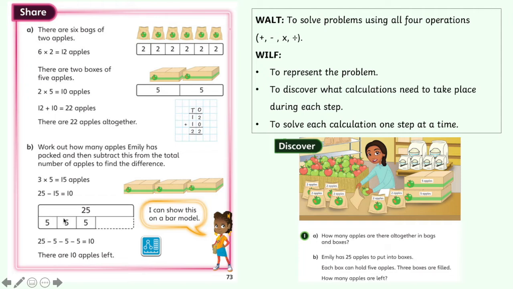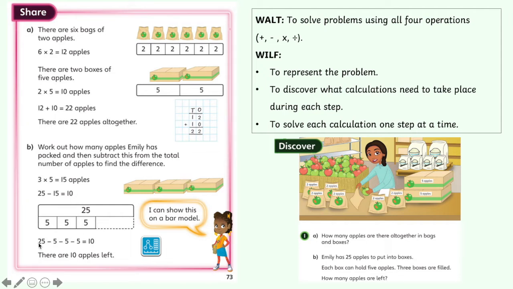So far, she's filled 3, and we can work out how many apples that is altogether. 5, 10, 15, or 3 times 5 is 15 apples. Now we need to work out how many apples are left. So by doing 25 take away 15, we know that there are 10 apples left.